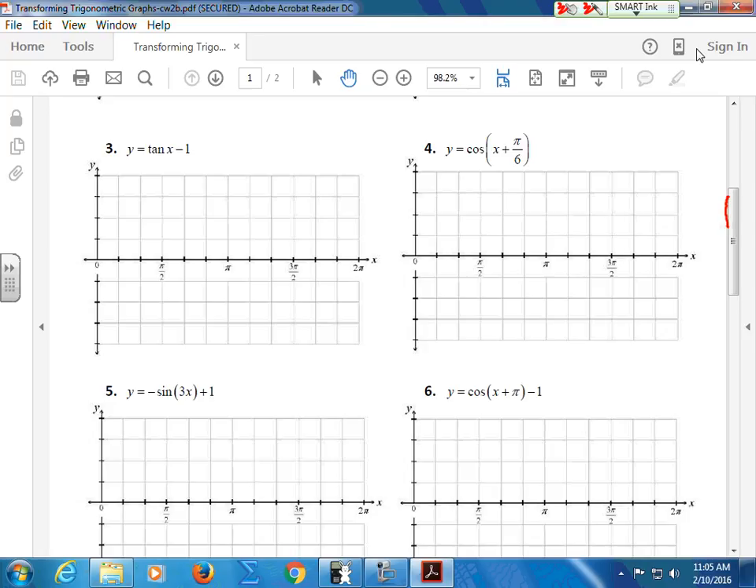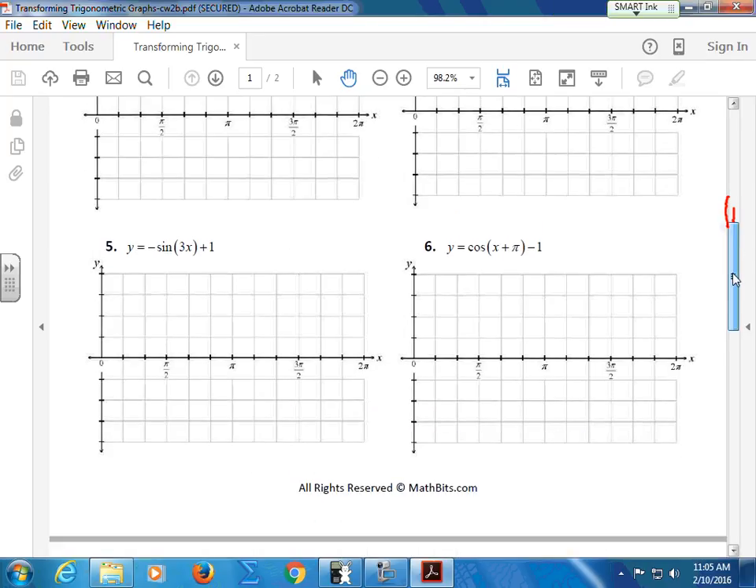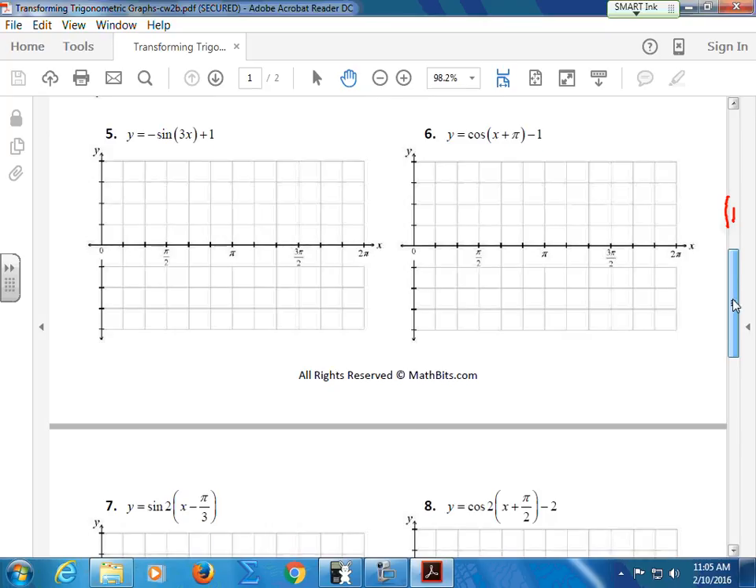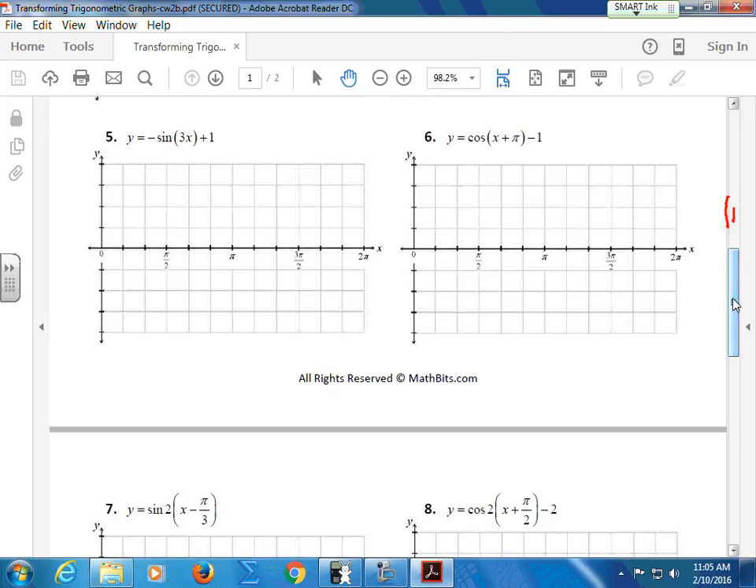All right, let's take a look at a couple more. Let's take a look at number 5. This is a good one because we changed the frequency on you here. No phase shift. And we did something else.